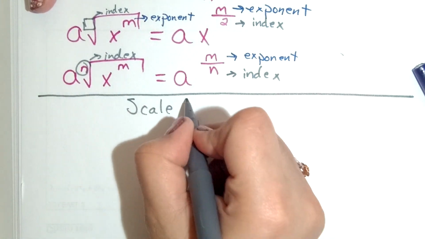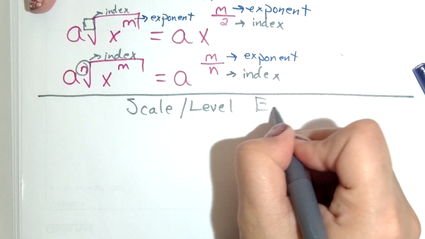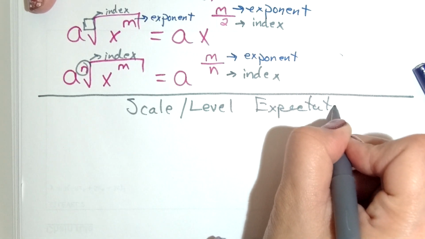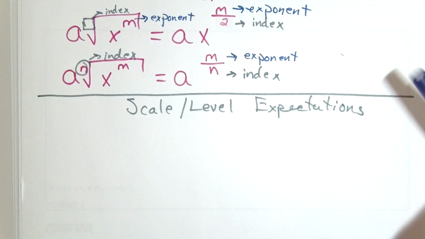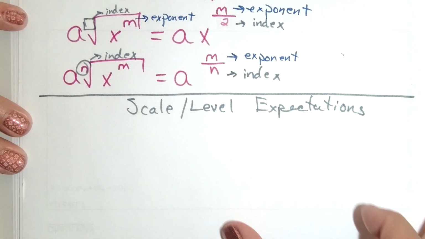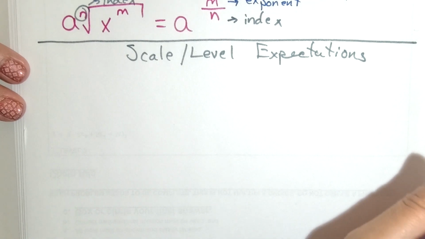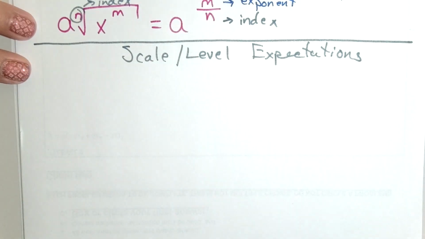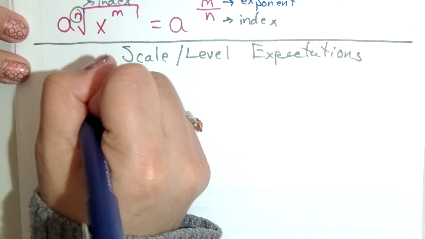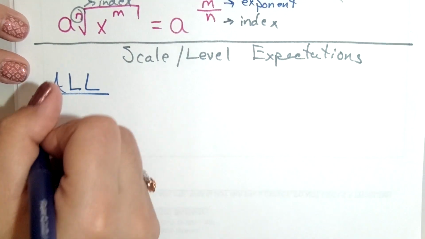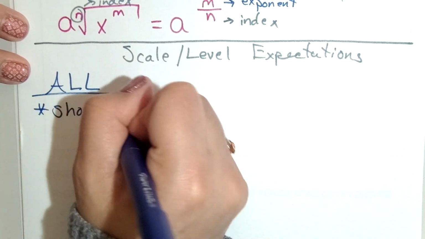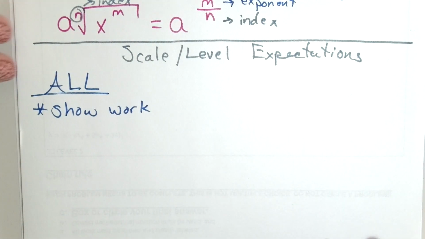right. So let's talk about the scale and level expectations. I'm going to give you guidelines on how to get that score and what is expected at each scale. So for all the scales, so 2, 3, and 4, you're going to need to make sure that you're showing your work. At least for the time being, you have to show your work until we get comfortable using those rules where we're adding and dividing instead of multiplying and subtracting.